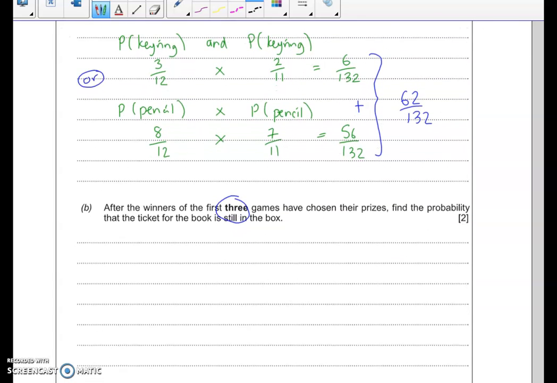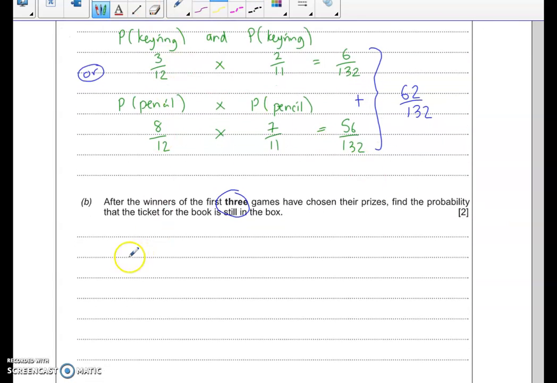So what we're looking for is the probability that the first child does not win the book. Multiplied, because it's AND rule again, that the second child does not win the book. And then same thing again, times that by the probability that the third prize winner also does not win the book. That's the only way the book can be left in there.